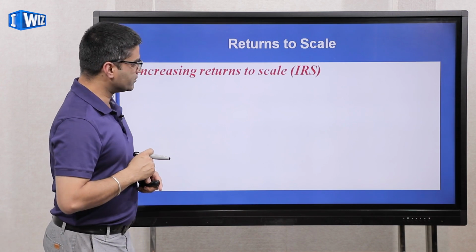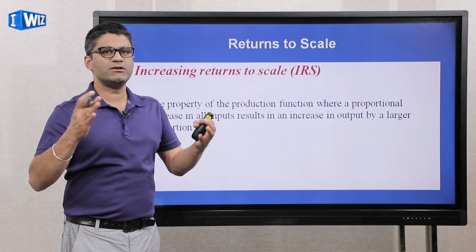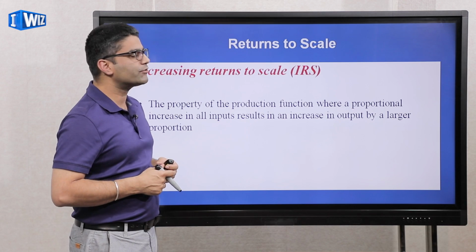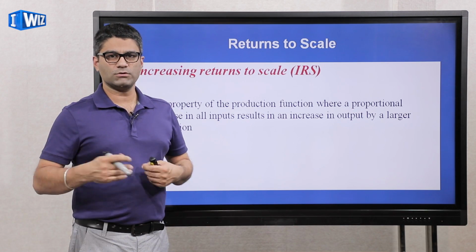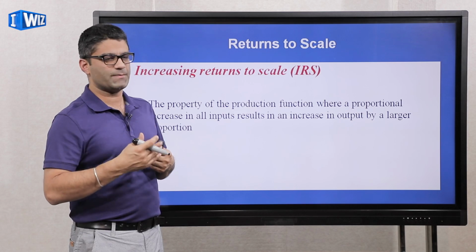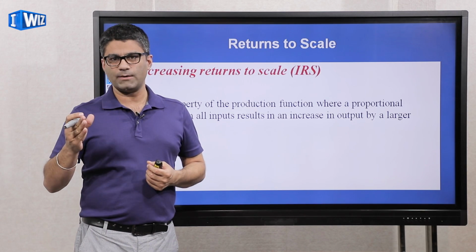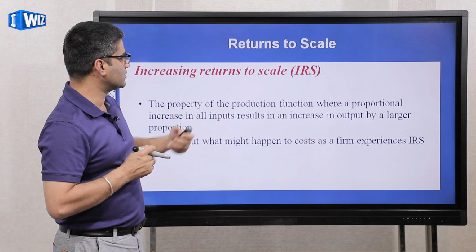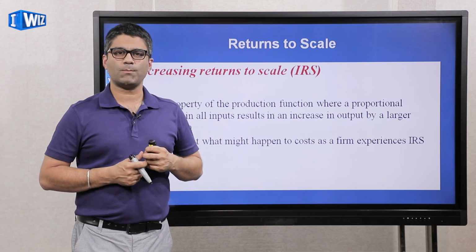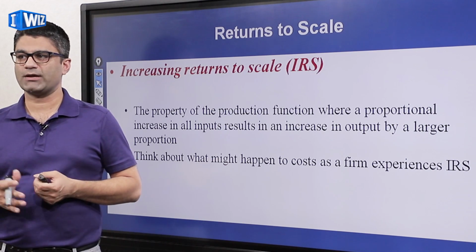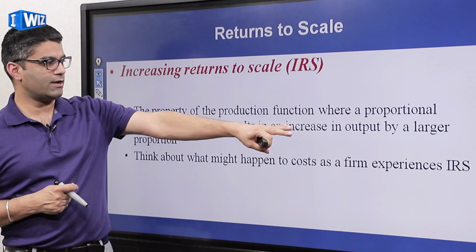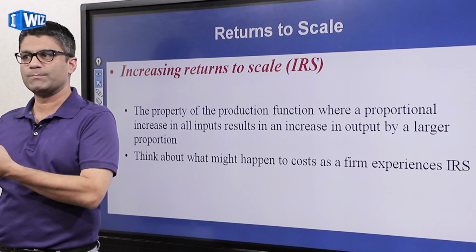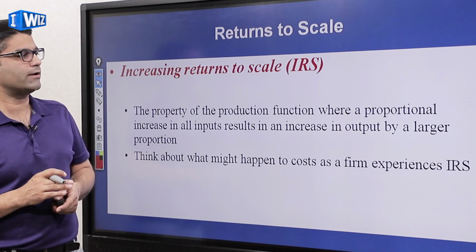The second case is increasing returns to scale, and by this we mean if we increase all our inputs by 10%, the output is going to increase by a larger percent. So if we increase labor, raw materials and space by 10%, we are going to produce more than 10% output. Again, think about what might happen to your costs if a firm is experiencing increasing returns to scale. This is a good thing, right? You're increasing your inputs by X%, and your output is increasing by more than X%. So obviously those inputs are being more productive. This is a good thing if you're running a business.